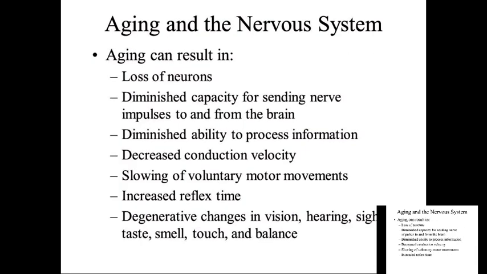Natural aging is going to be loss of neurons, the diminished capacity of sending nerve impulses to and from the brain, diminished ability to process information, maybe a little bit slower, decreased conduction velocity, slowing of voluntary movements, reflexes slow down, and the degeneration in vision, hearing, taste, smell, touch, and balance. These are all signs of a dysfunctional, degenerating brain. And when the brain starts to atrophy and dysfunction, the body starts to break down as a result. And the individual, we typically say they're in transition or they're on their way out.